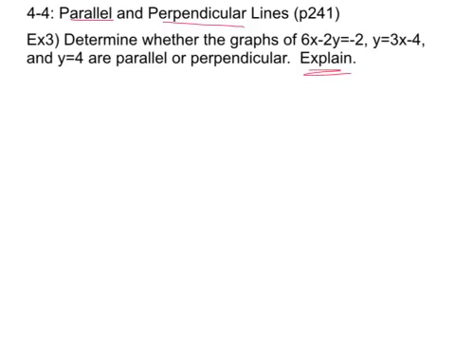So we now know the slope here. We also know the slope on this one, y equals 4. The slope is 0, because there ain't no x. So we need to find out the slope of this one here. So we need to put it in slope-intercept form.